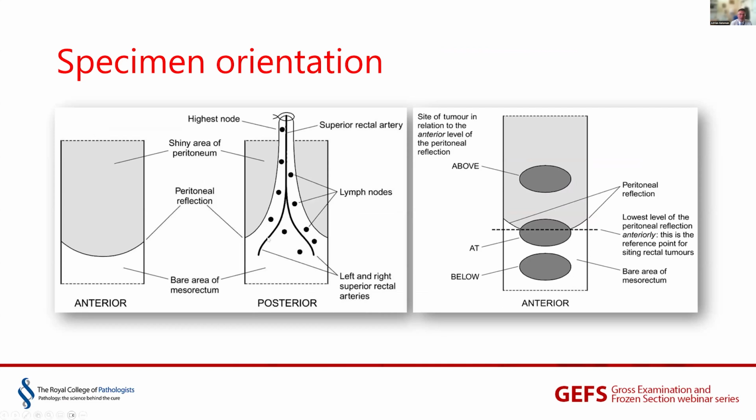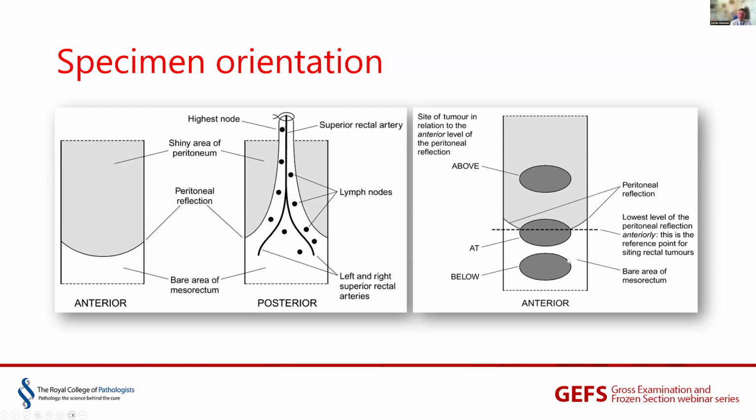This is a rather more diagrammatic representation of the anterior and posterior aspects of an anterior resection specimen. And of course, the level of the peritoneal reflection is taken as the anterior level of it. So the lowest level here is the anterior wall of the rectum. And then if you look at the right-hand side here, tumours can be described as above the peritoneal reflection if they are within a part of the upper rectum that is mainly covered by peritoneal surface.